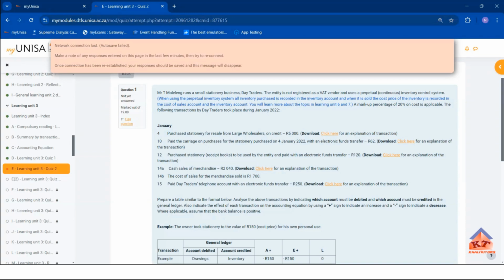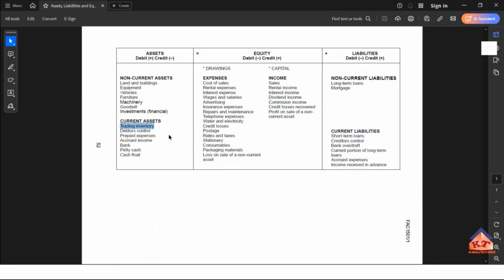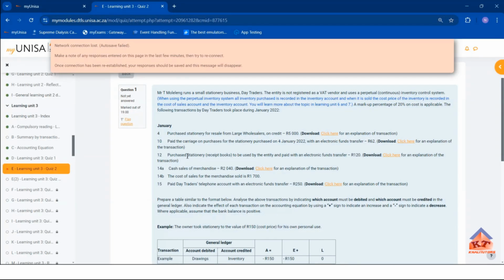Let us go to our table and search for stationery. If you search here, you'll find stationery. These are basically expenses. Whenever you spend money on expenses, you're supposed to debit that expenses account and then credit whatever was used to actually pay for those expenses. In this case, they told us that they purchased stationery to be used by the entity and paid with an electronic fund transfer. Whenever you use an electronic fund transfer, you are using your bank account.